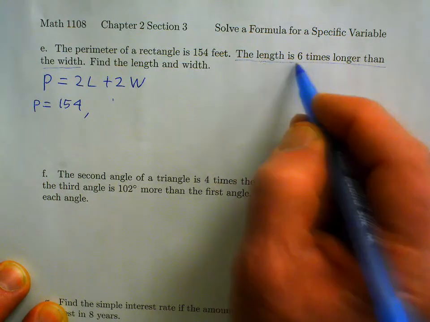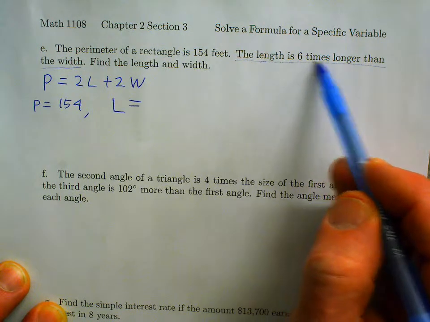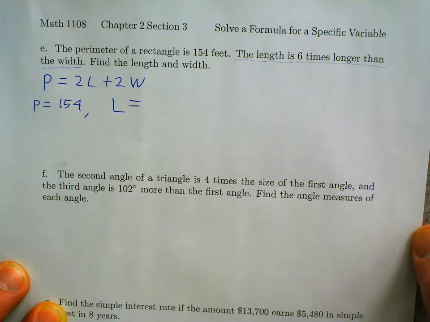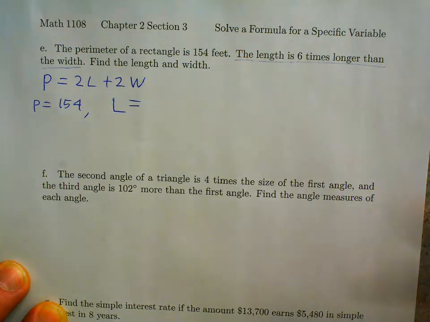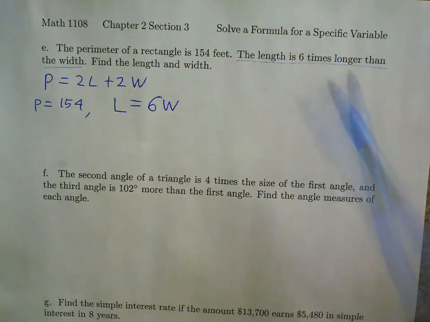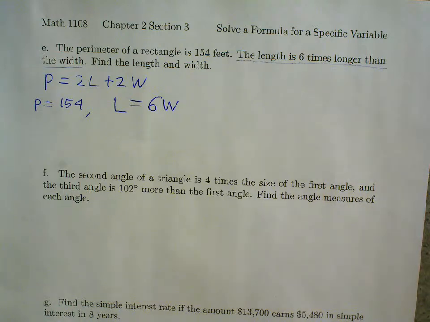So we could say the length is equal to, and then how do we convert 6 times longer than the width? Multiply the width by 6. Yes, so 6 times W. It might make a little more sense if we just said that the length is 6 times the width. But if it's 6 times the width, it's 6 times longer, right? Are we all in agreement about this? Okay.